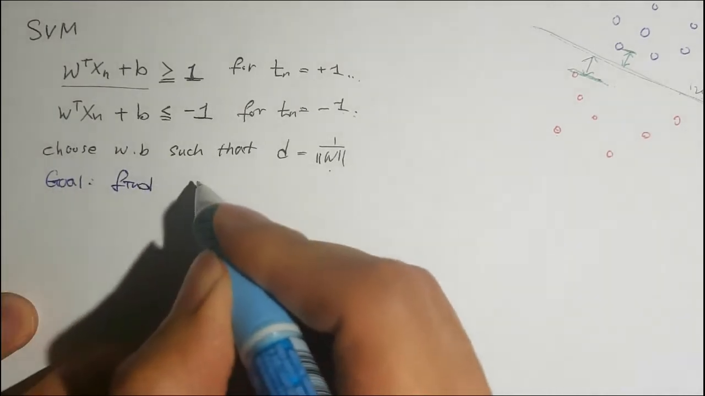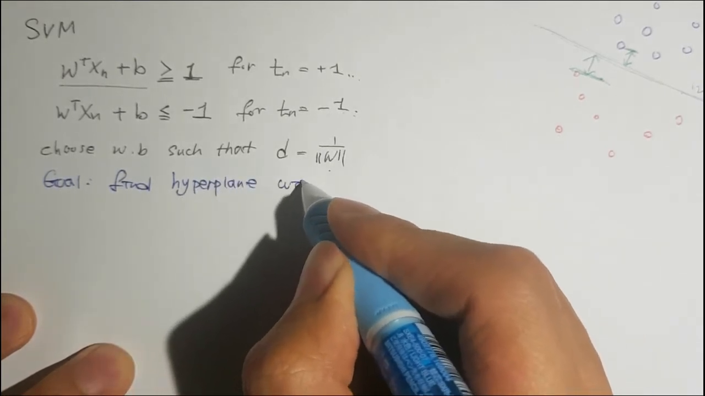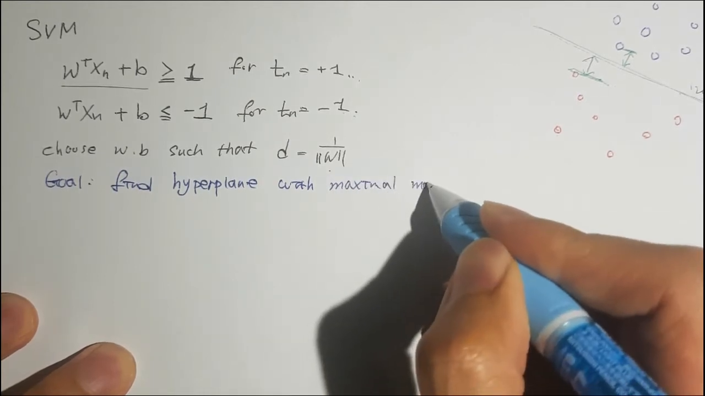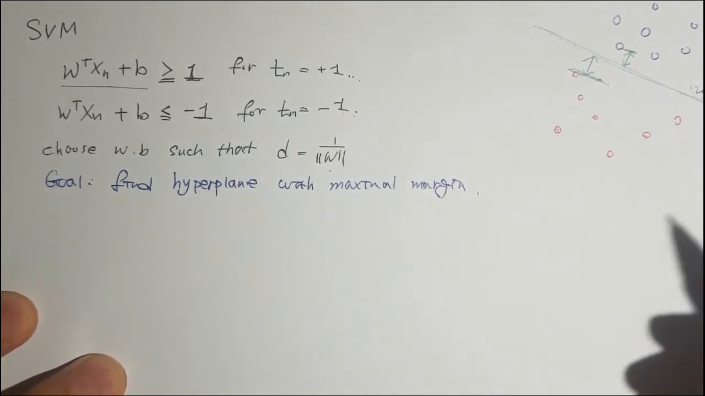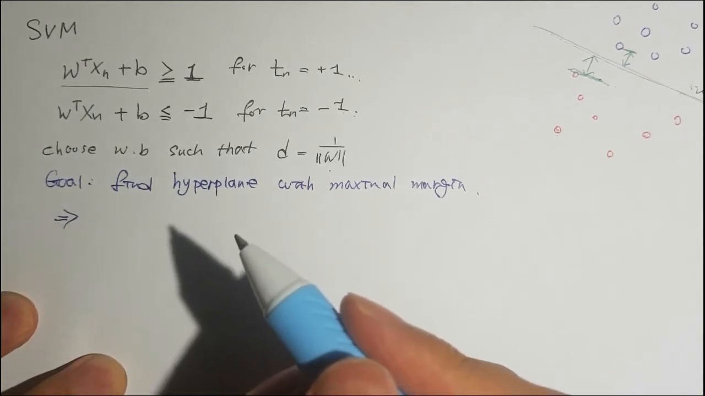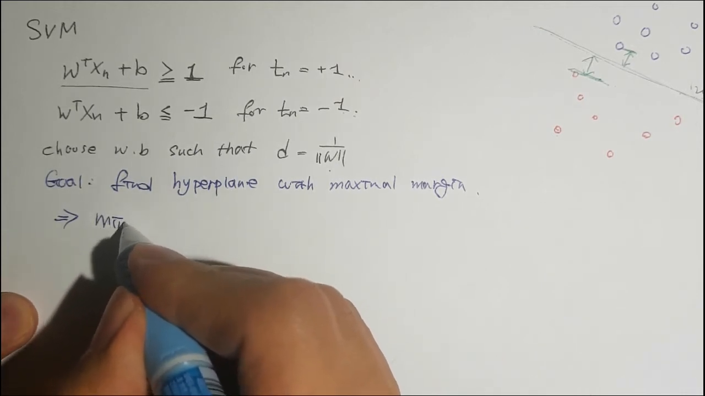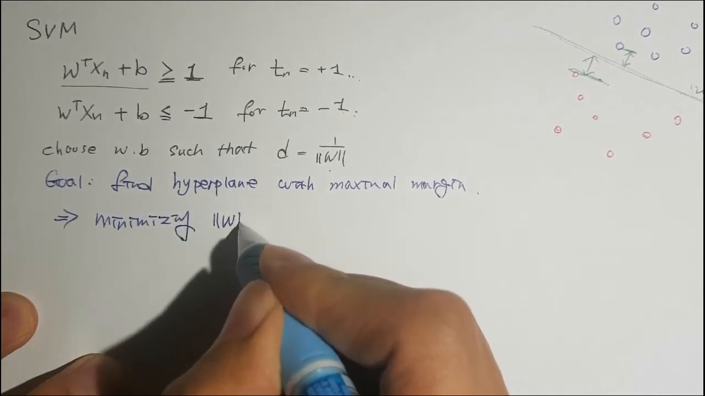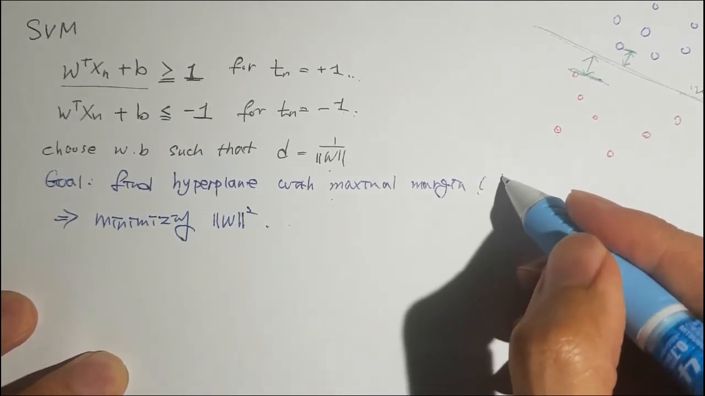So our goal is to find the hyperplane with maximal margin. We always try to find something to maximize or something to minimize because it is the way to develop and improve our algorithm. So I can say minimize the weight because it will be the same, right? Because it will be 1 over W.